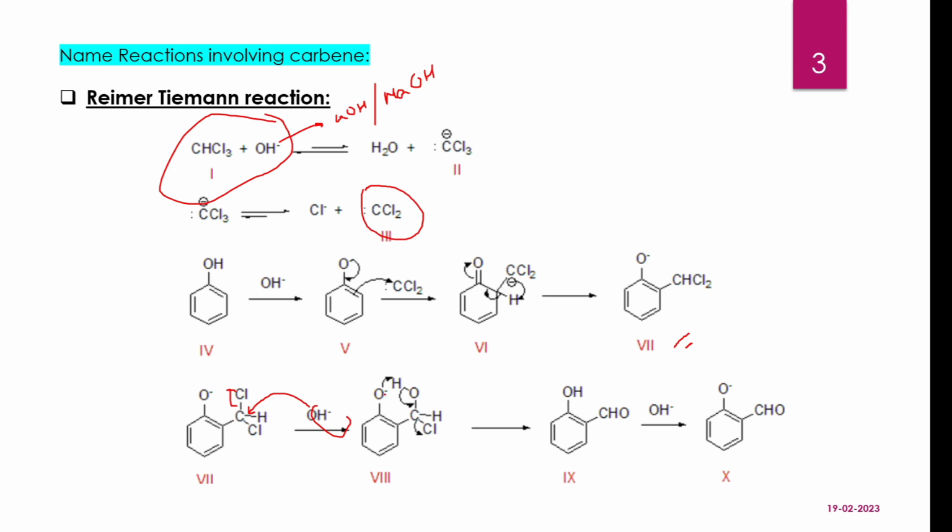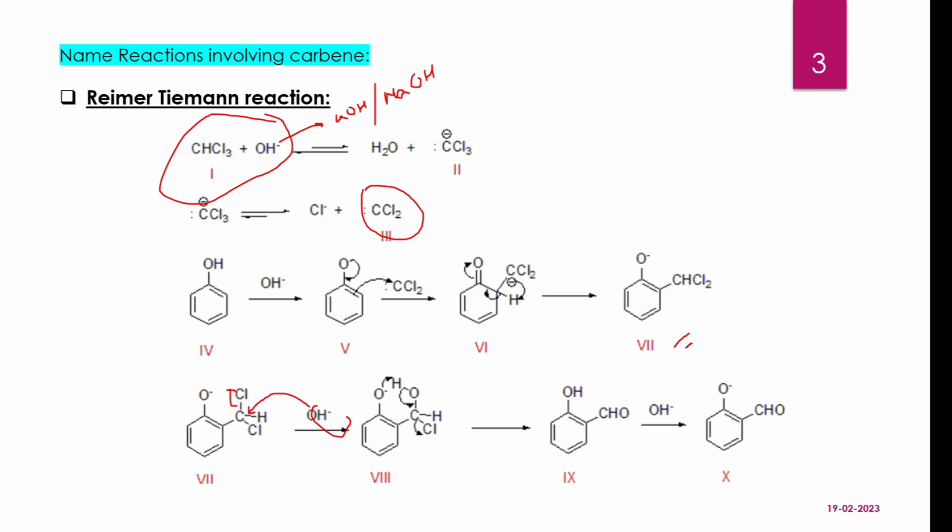Then this O minus is still there, so O minus will abstract the proton, and it will come here, and another Cl will get removed, and we will get this type of aldehyde, orthoaldehyde. So the speciality of the reaction is this: in this reaction, we will get ortho product as a major. We all know that OH group is an ortho para directing group. From OH group, aromatic electrophilic substitution, we will get ortho.